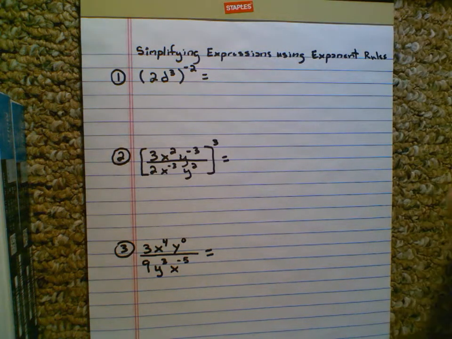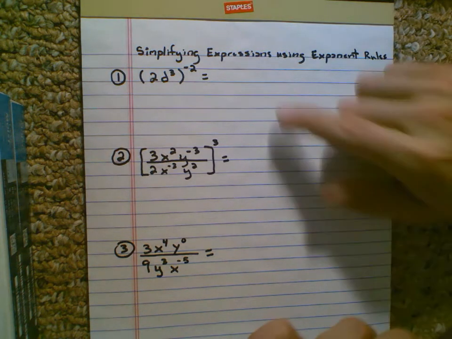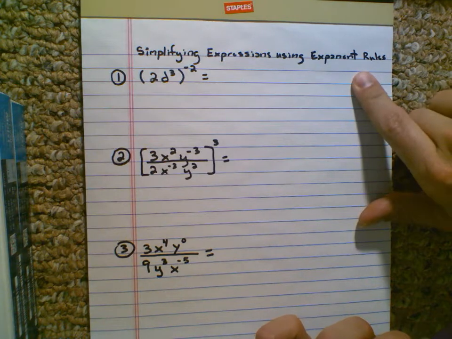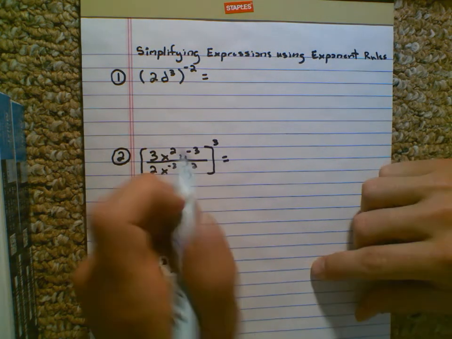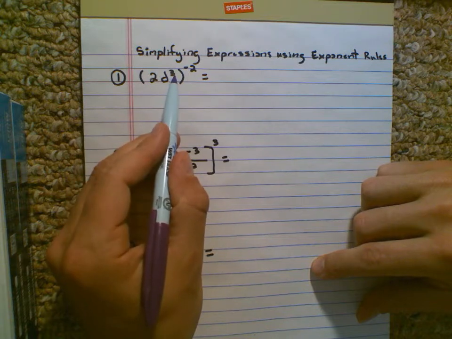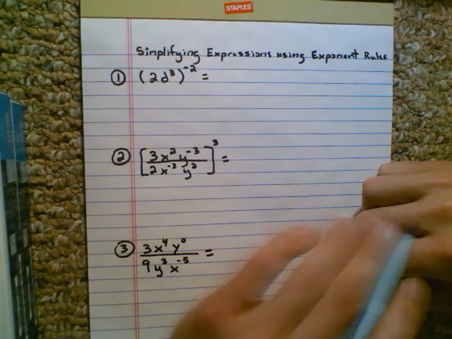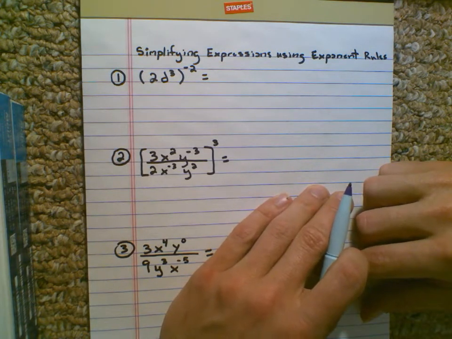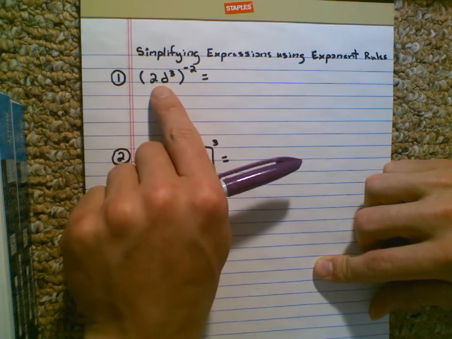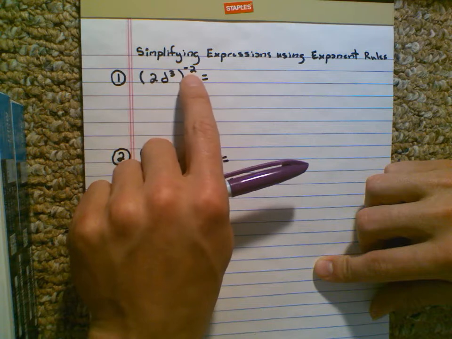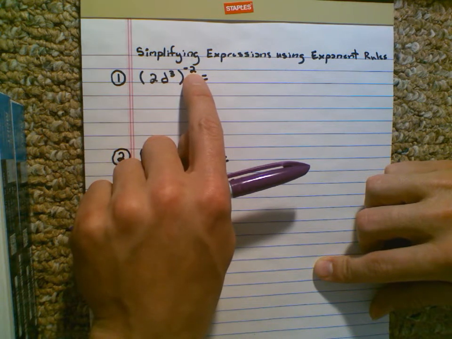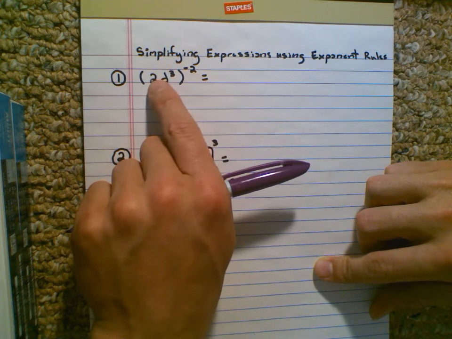Okay, so in this video, we're going to look at simplifying expressions using exponent rules. Now, in example one here, I have 2 times d to the third power, all raised to the negative second power. Now, remember from our rules, anytime you raise something inside the parentheses to an outside power, what we're really doing is multiplying the exponents together.